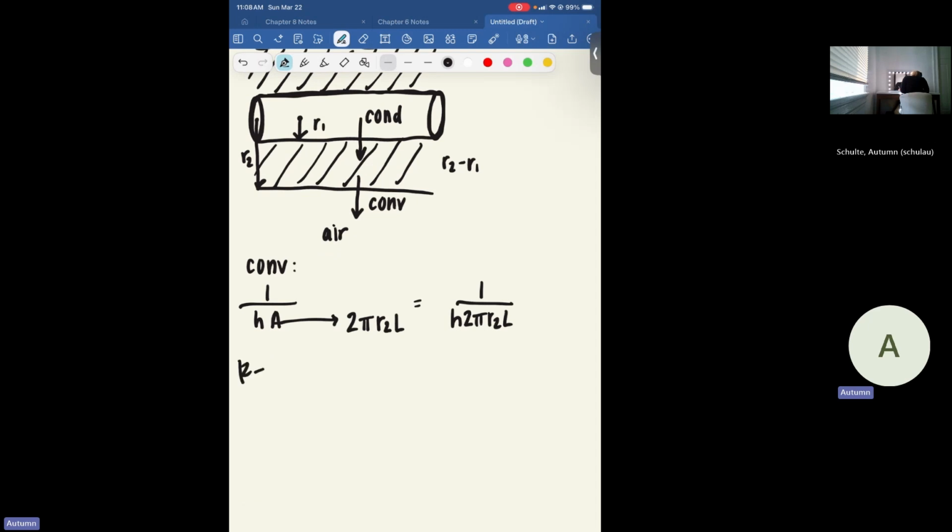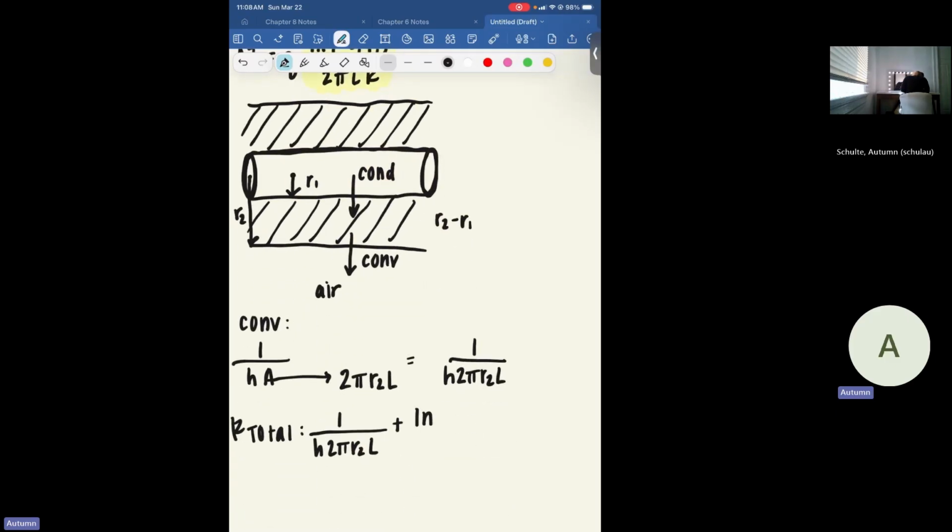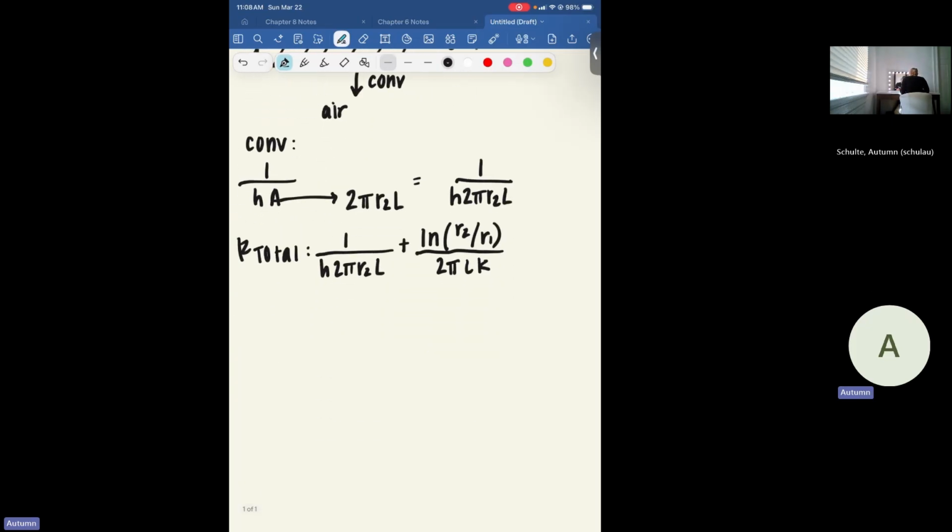So the R total of this example is going to be the sum of our thermal resistance in convection, 1 over H times 2 pi R2 L, plus this thermal resistance, the natural log of R2 divided by R1 divided by 2 pi times our length times our thermal conductivity. R1 is fixed, whereas R2 is dependent on the amount of insulation that we decide to add. So I'm going to take the derivative of R total with respect to R2.